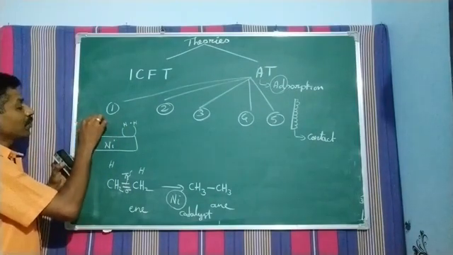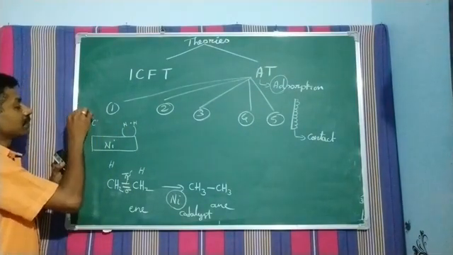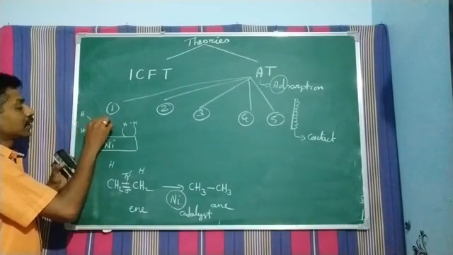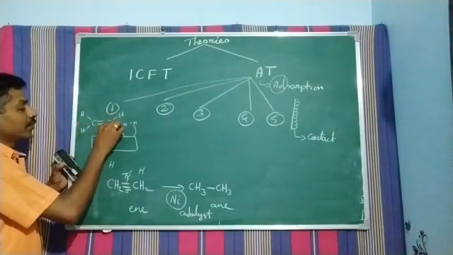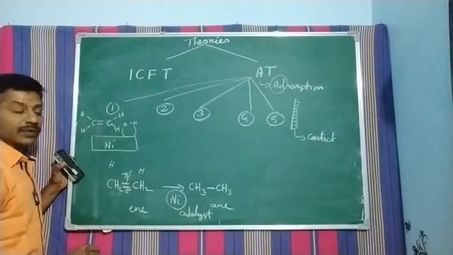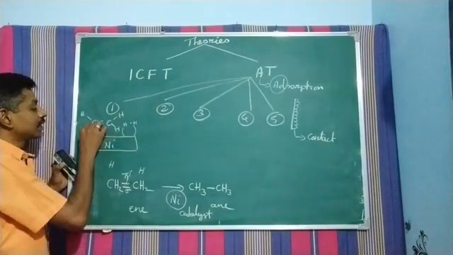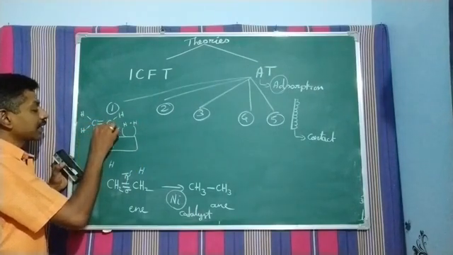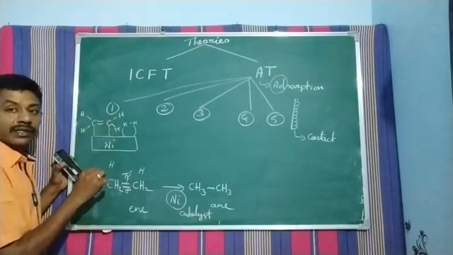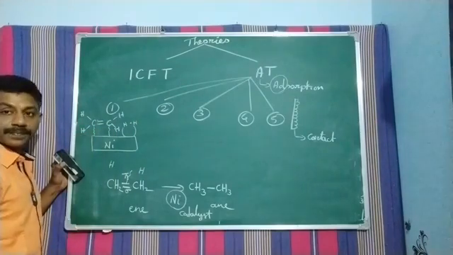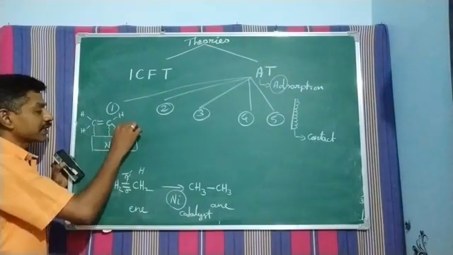So an ethene molecule which has a double bond will go closer to the catalyst surface. Now step 2, it gets attached by a partial chemical bonding. Hydrogen gets attached.